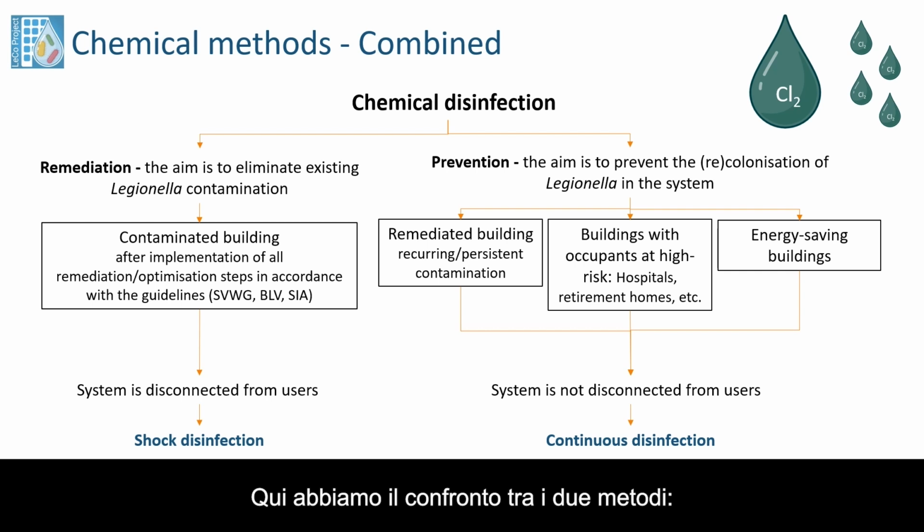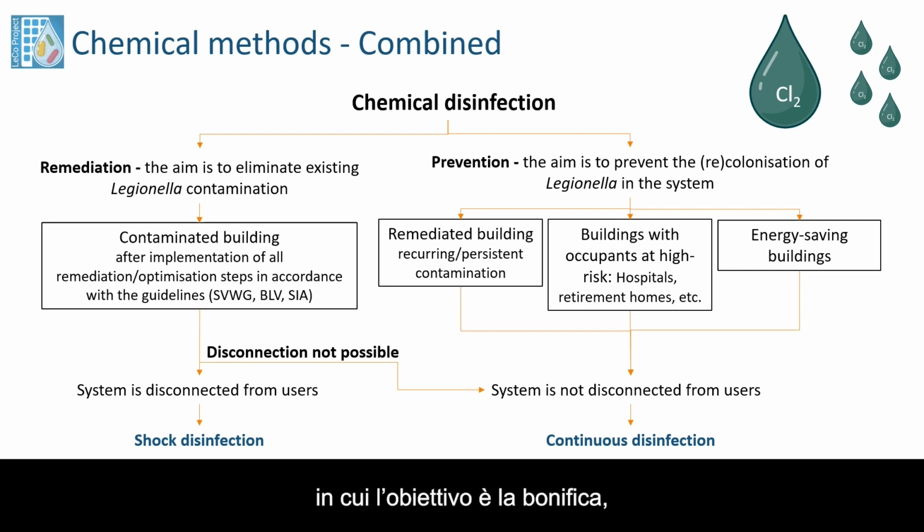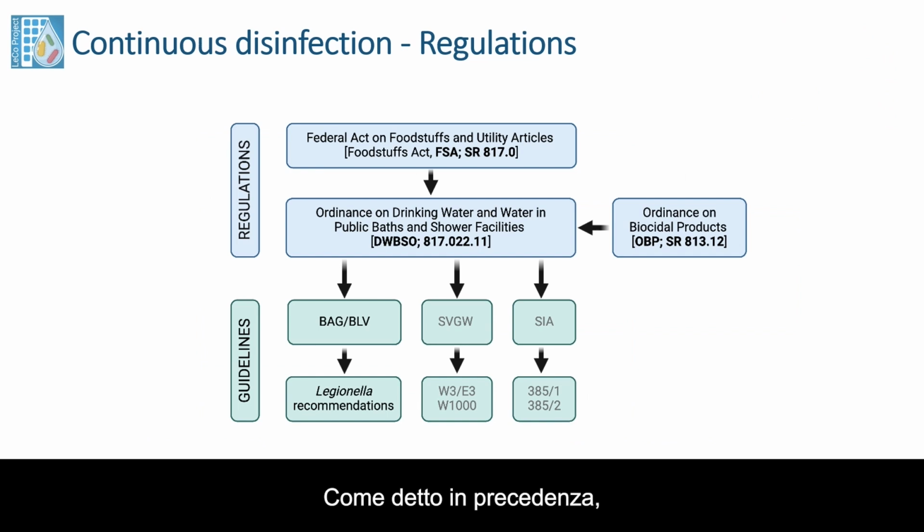Here we have the comparison of the two, so the remediation, meaning shock disinfection, and prevention, continuous disinfection. Of course, this is a very simplified description of the two, and there are also different situations. The aim is remediation, but the building cannot be disconnected from the user. So it is performed, or there is a continuous disinfection performed. So as mentioned before, for the continuous disinfection, there are regulations. And for the shock disinfections, there are no regulations, but for both, there are guidelines how to apply them.